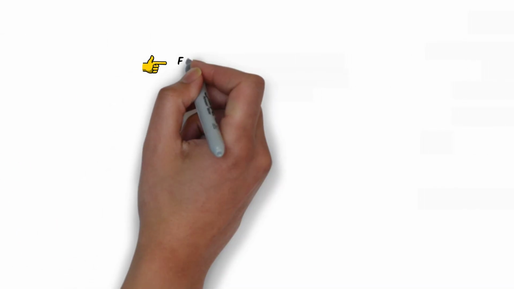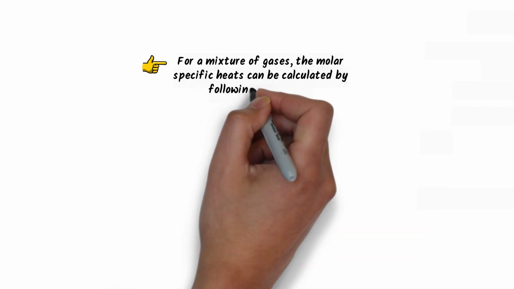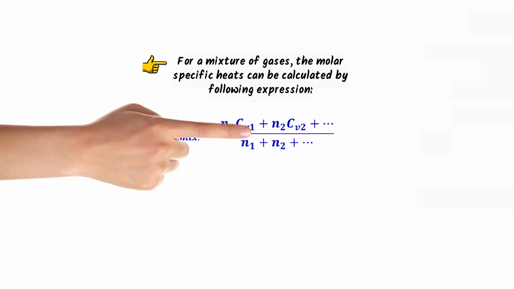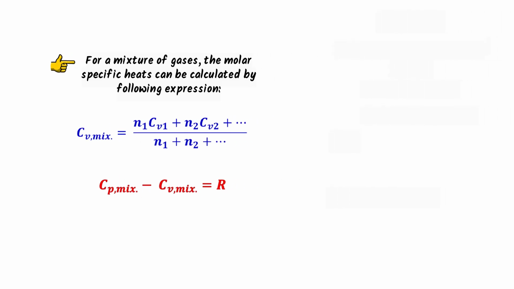Now, for a mixture of gases, the molar specific heats can be calculated by the following expression, where Cv1 and Cv2 are the molar specific heats at constant volume for gas 1 and gas 2, and n1 and n2 are the corresponding numbers of moles. While calculating Cv mix, we can easily calculate Cp mix by Mayer's relation as Cp mix minus Cv mix will be equal to R. Let's illustrate this with certain examples.